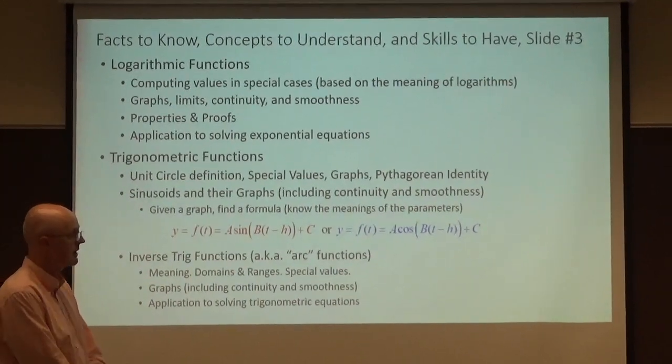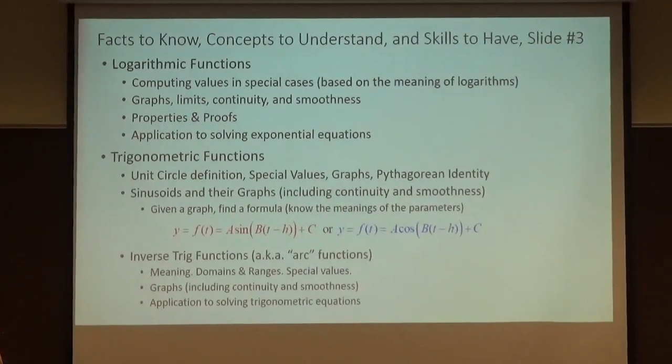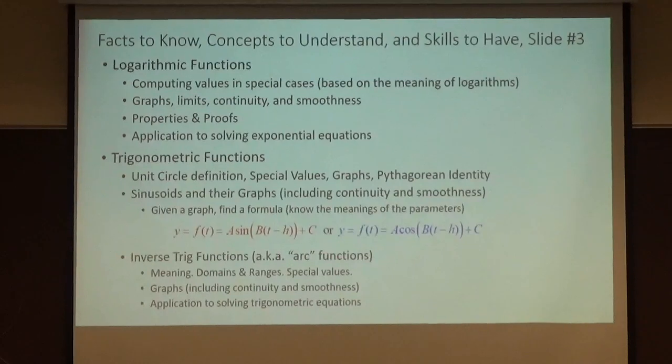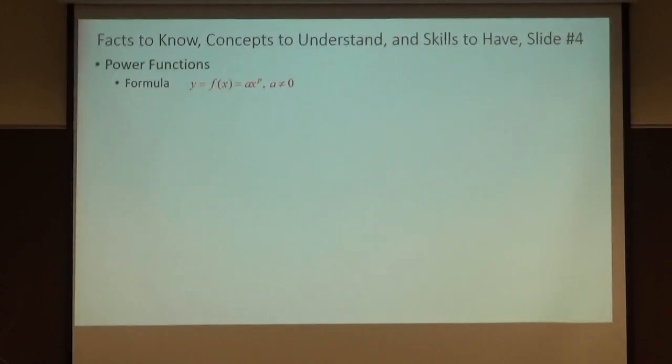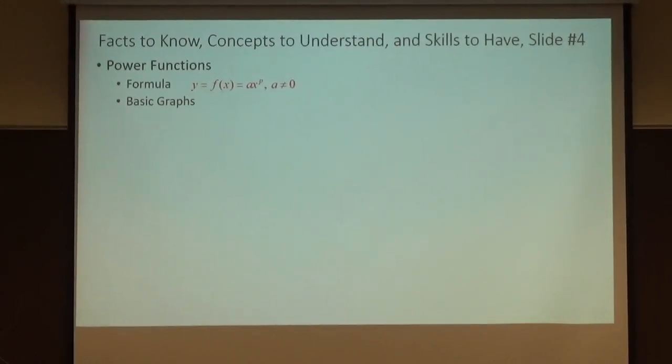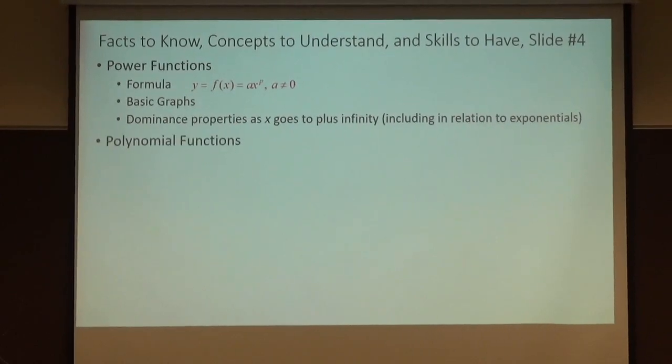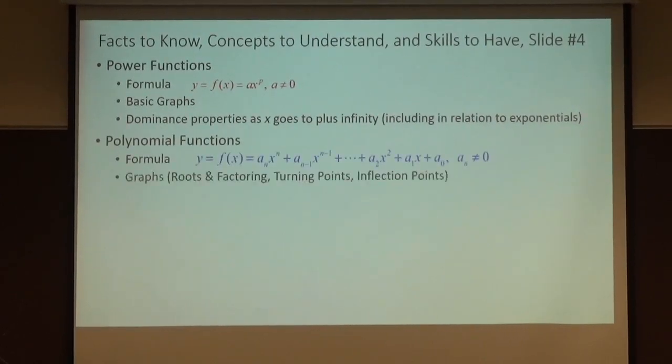The period is also 2 pi over b. H is the horizontal shift. C is the vertical shift. Power functions. Okay, we're almost out of time here. Let me just go pretty quickly through this.